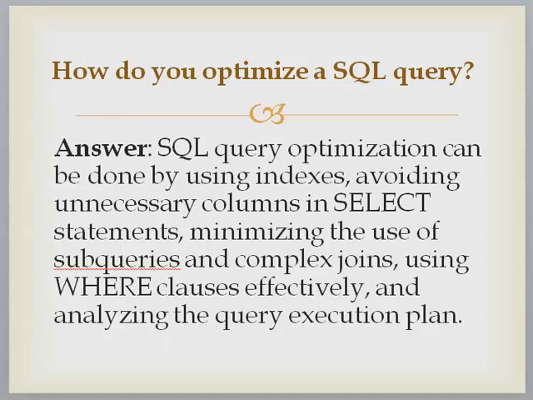How do you optimize a SQL query? Answer: SQL query optimization can be done by using indexes, avoiding unnecessary columns in select statements, minimizing the use of subqueries and complex joins, using where clauses effectively, and analyzing the query execution plan.